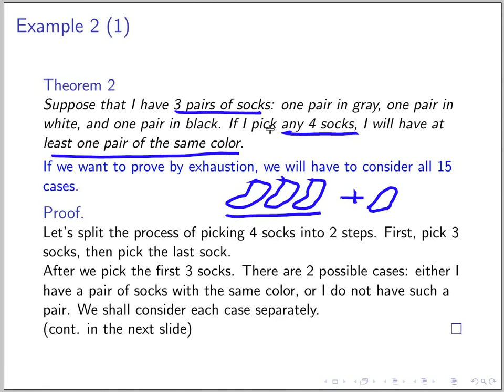If I pick the first three socks, there are two possible cases. Either I have a pair of socks with the same color after just picking the first three, or I do not have such a pair. These are the only two possible cases, because if I don't have the first case, then I have the second, since it's the negation of the first. So let's look at each case separately.